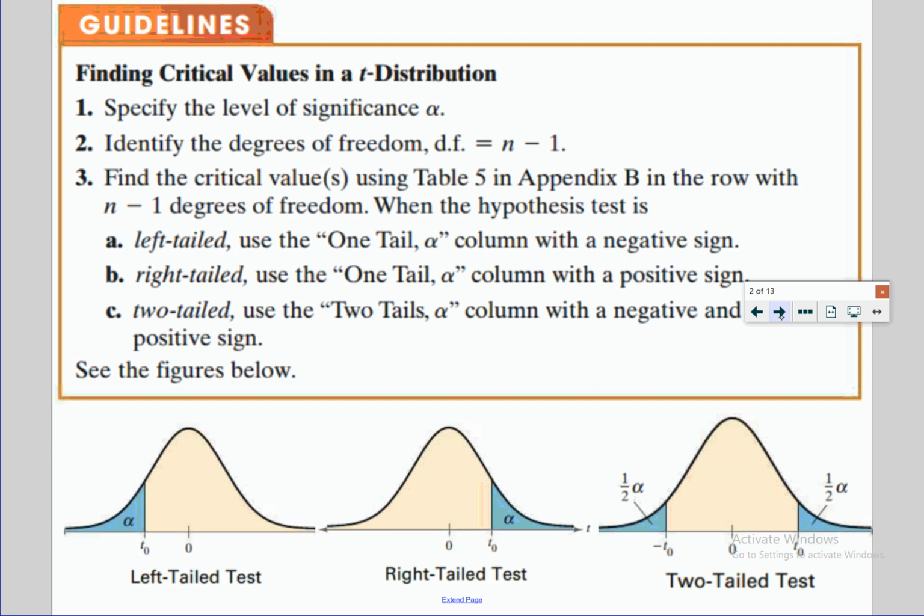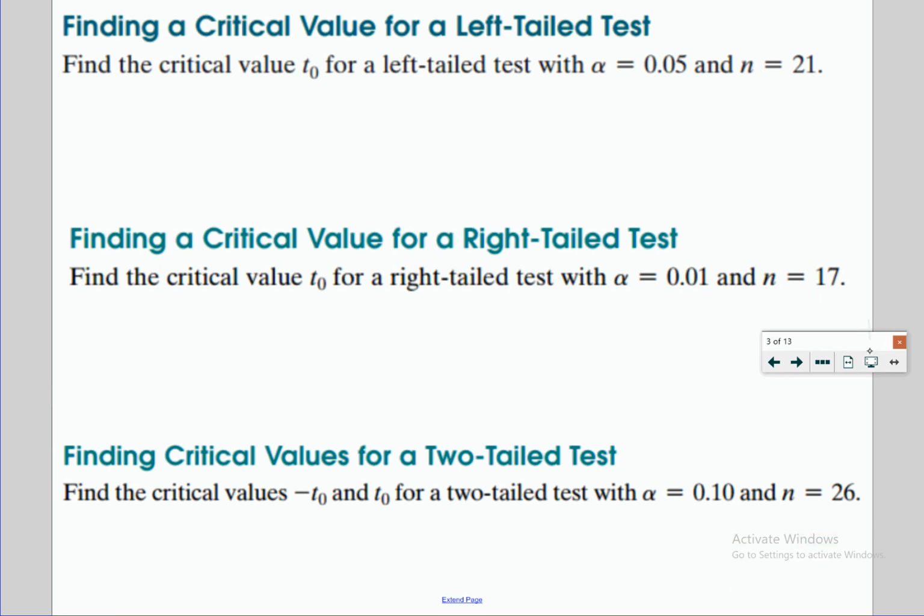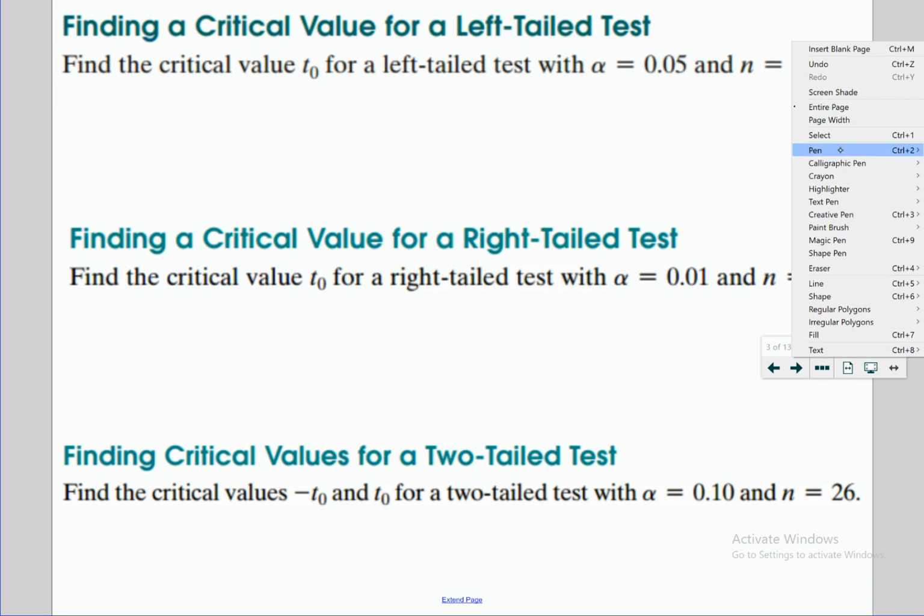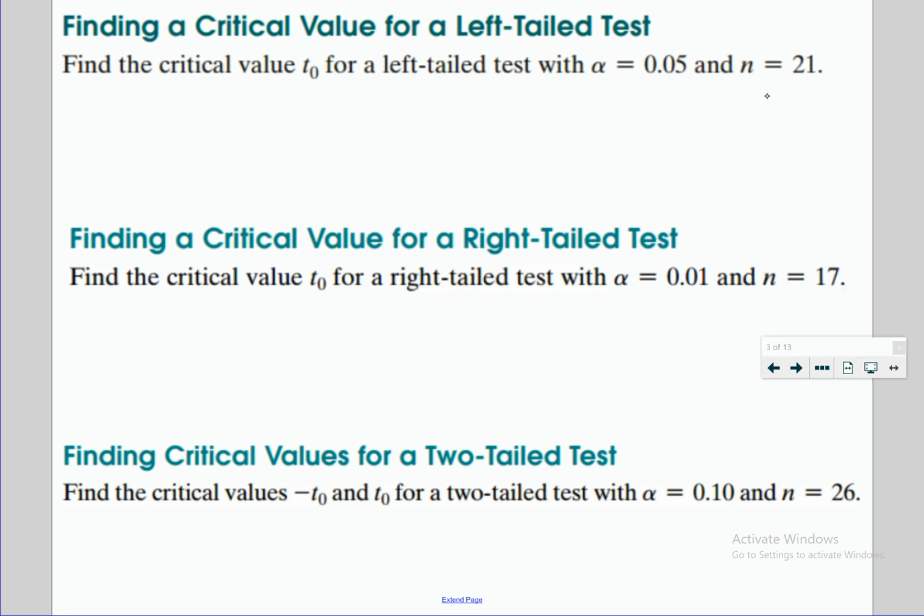So let's practice that. Okay, so the first one we want to find is a critical value, T sub 0 or T null, for a left tail test with a level of significance of 0.05 and then a sample size of 21. So if my sample size, my N is 21, what's my degrees of freedom? 20, always 1 less than that. Okay, so it's left tail, which is 1 tail.